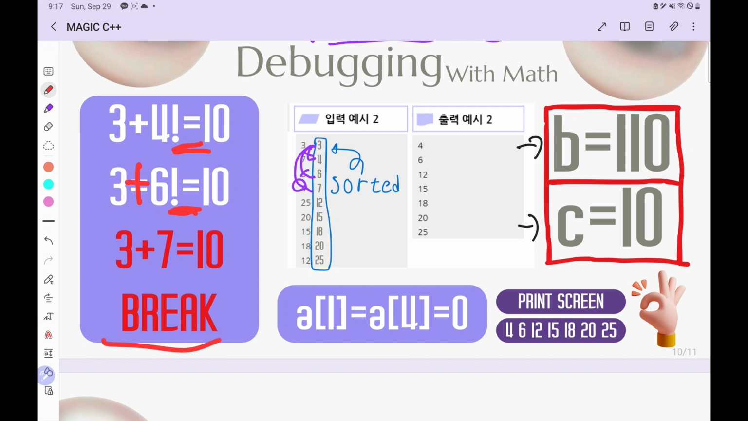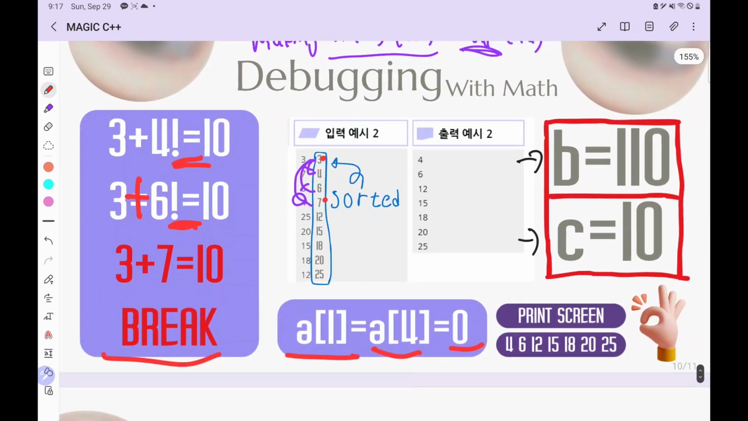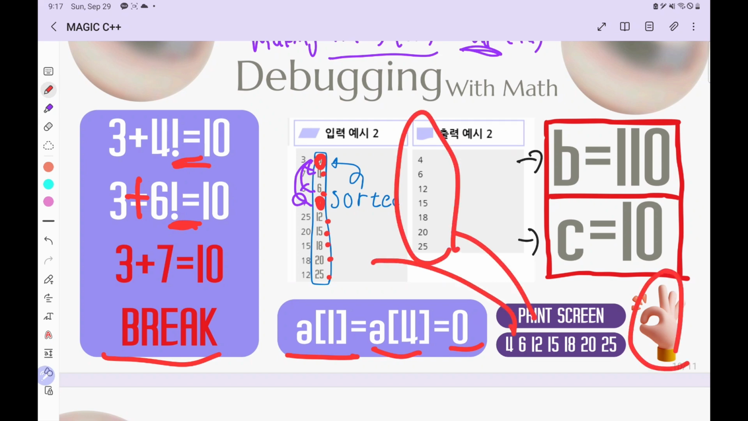So we break the whole for loop and then we print C. A1 and A4 equal 0, because 1, 2, 3, 4, the first and fourth should be 0. And then we print the others which are not 0, which becomes 4, 6, 12, 15, 18, 20, 25, which is the same as here, so this is a big okay.